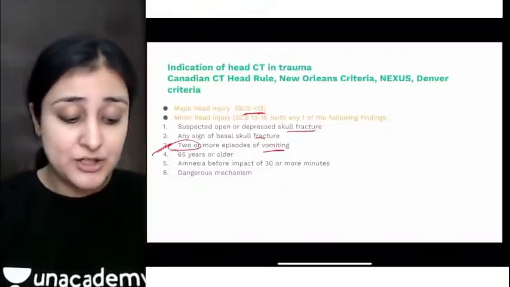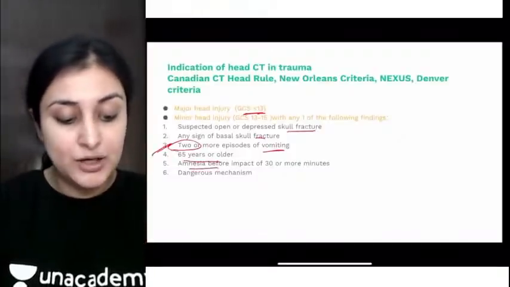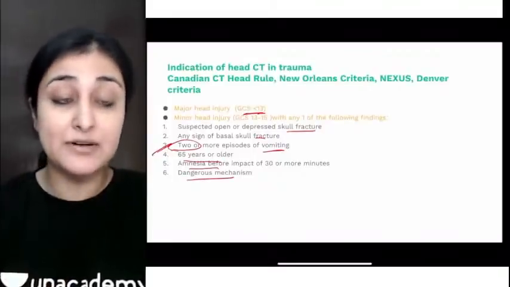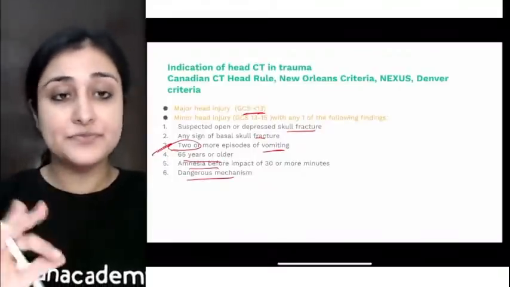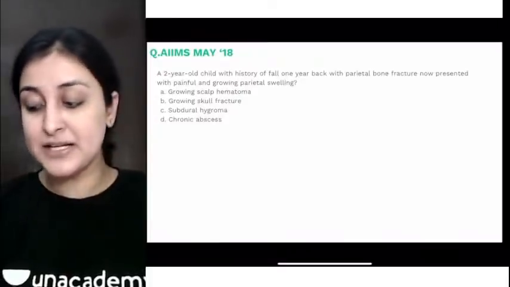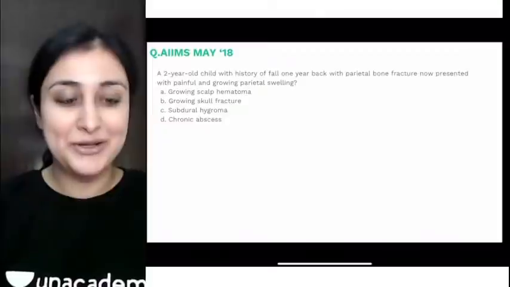Alright, so this is how you need to remember. Elderly, you do amnesia, lucid interval, dangerous mechanism. Okay, so हमेशा ऑप्शन में आएगा 1 एपिसोड ऑफ वॉमिटिंग, नहीं करना उनका CT. Okay, right. ये बता दो, एम्स के रिपीट क्वेश्चन करा देती हूँ, पूरा ही हो जाएगा.